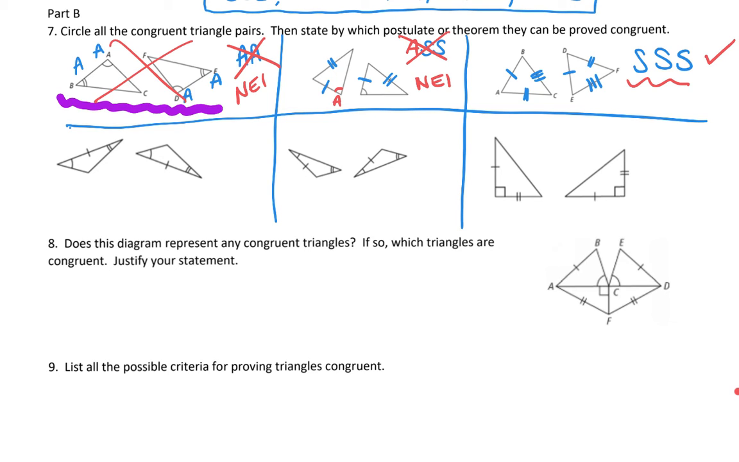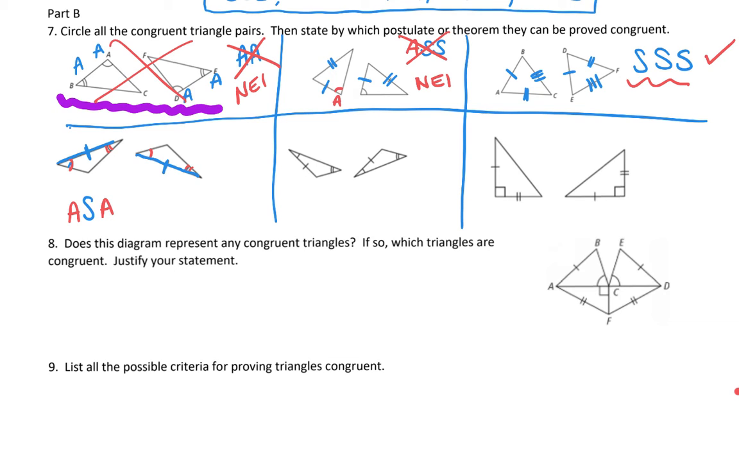Let's move on. All right, in the next one, I've got a pair of matching angles. I've got another pair of matching angles. And then I have the side here. And this side happens to be sandwiched between those matching angles. We say that that's included between the matching angles. So that would be a good example of ASA.